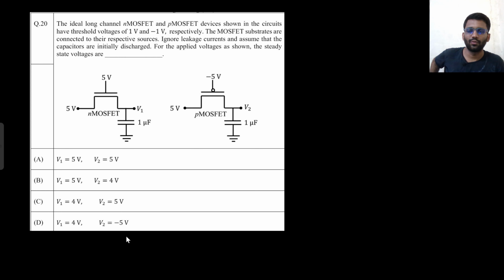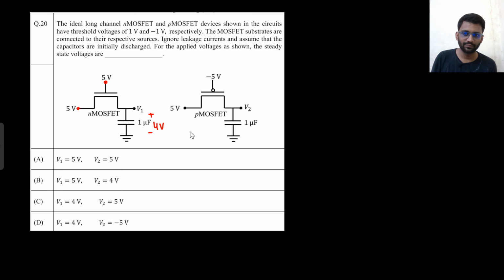So you can tell the final answer. It was asked in 2022. So tell me what this will say. VT value is 1 volt only, 1 and minus 1. So what will this say? The drain will say that I can allow you till 5 volt, but the source will say I can allow you till 4 volt only. Very basic example. So V1 would be 4 volt.